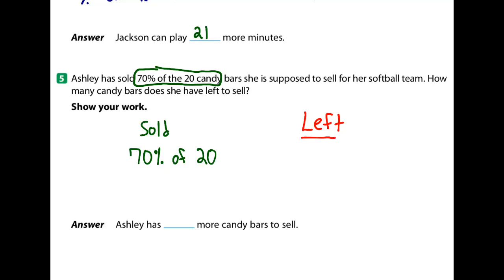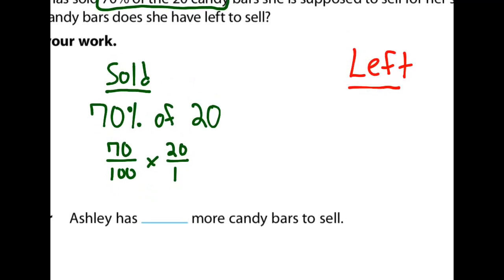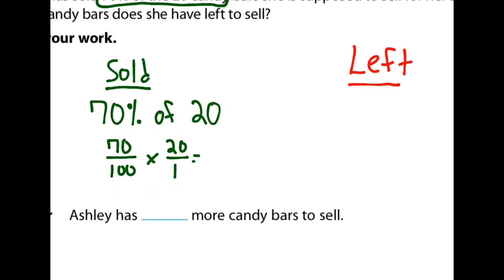Now, I'm going to show you 2 ways to go over this one. Now, the first way is to figure out 70% of 20. And then we'd have to subtract that number from 20. So let's figure out what 70% of 20 is. So remember, you write 70% as a fraction, 70 out of 100. Of means times. And 20 over 1. So I'm going to multiply 70 times 20.